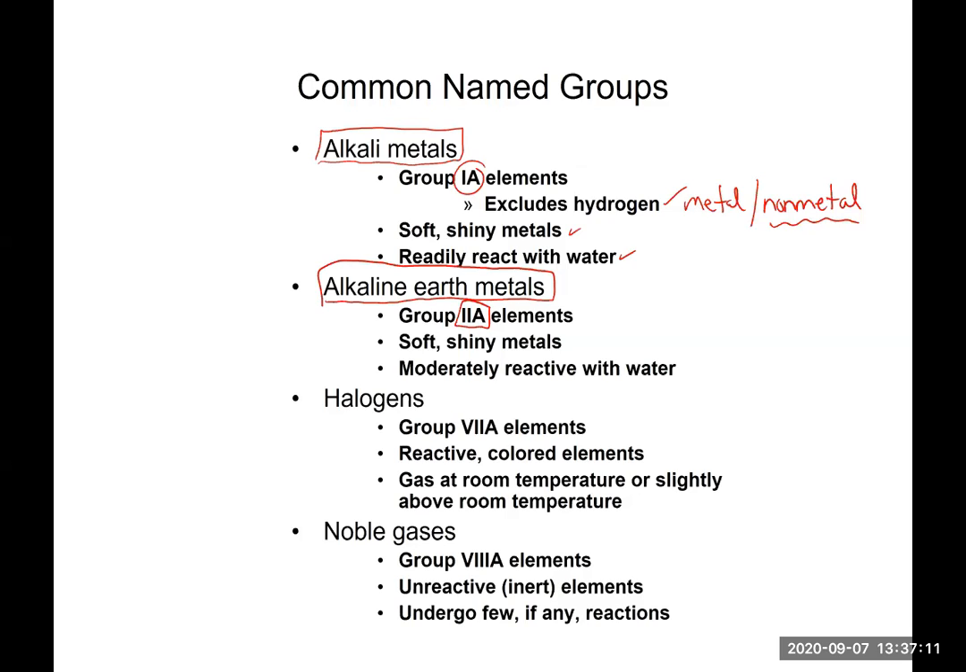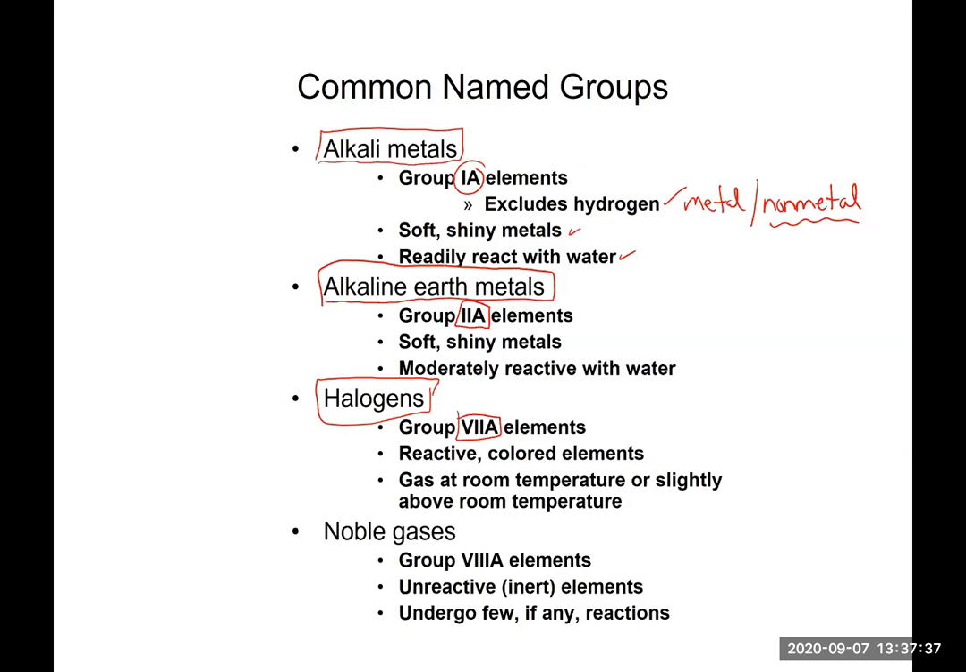And if we go all the way to the other side of the periodic table, group 7A has a common name of halogens. And the halogens are reactive and they're colored, and we'll talk about why they're so reactive. They're colored, for example, bromine has a brownish yellow color to it. They're gases at room temperature or slightly above room temperature.